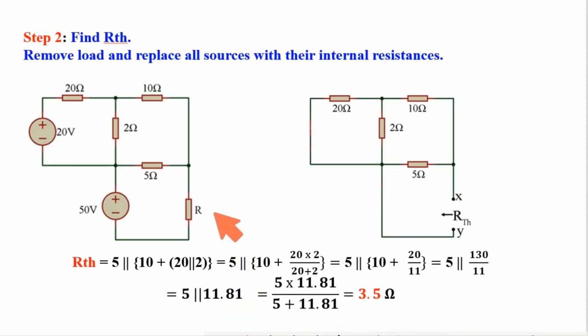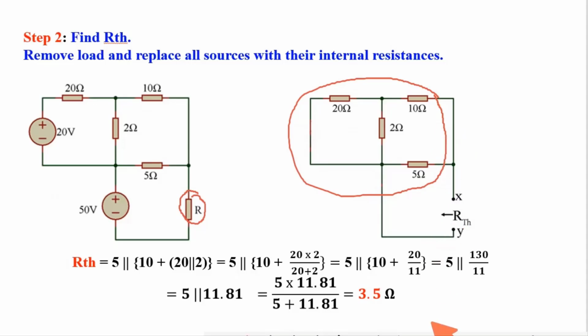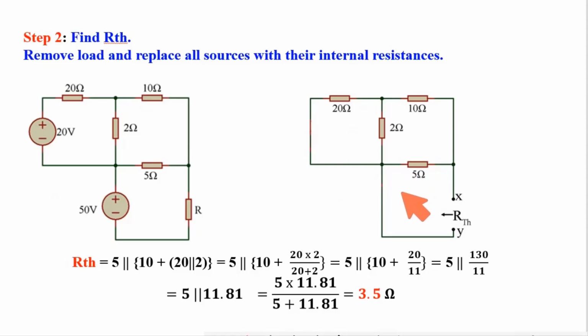Next, calculating RTH, removing this load. Now looking through these points X and Y, we see the equivalent resistance I shall get from this resistive network, that is RTH. If it is difficult to understand which one is parallel and which one is in series, then redraw this in a simpler way. So I am starting from this X. Say this is point X. Here I got two paths, one is 5 ohm, another one is 10 ohm.